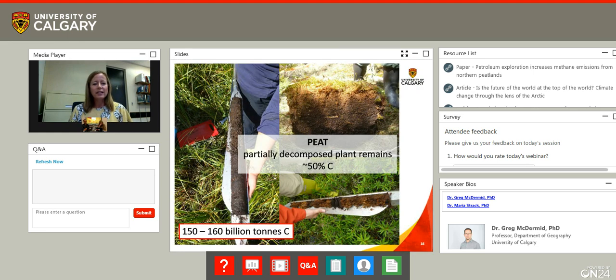And what that carbon looks like in the soil, or what we call these soils, is peat. And peat is just partially decomposed plant remains. And because plant remains are about 50% carbon, this is the reason that we have all of this carbon stored in the boreal forest. It's sitting there stuck in this peat that hasn't been able to decompose because of very low oxygen conditions. So in Canada, we estimate that our peatlands are storing about 150 to 160 billion tons of carbon. That's a pretty big number, but it might not mean too much to a lot of people listening today, but it's equivalent to about 20% of the carbon that's currently in the atmosphere. So if this carbon is to be mobilized into the atmosphere, this could create a huge feedback to climate change.